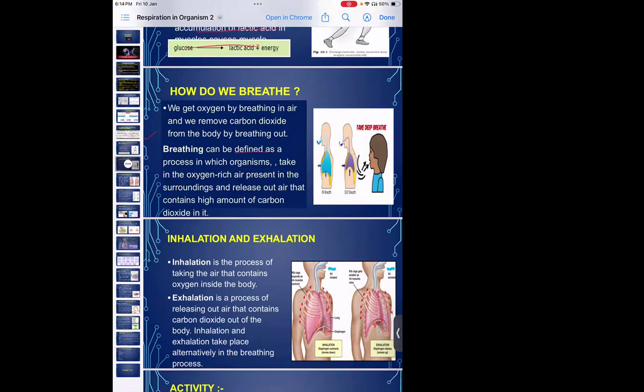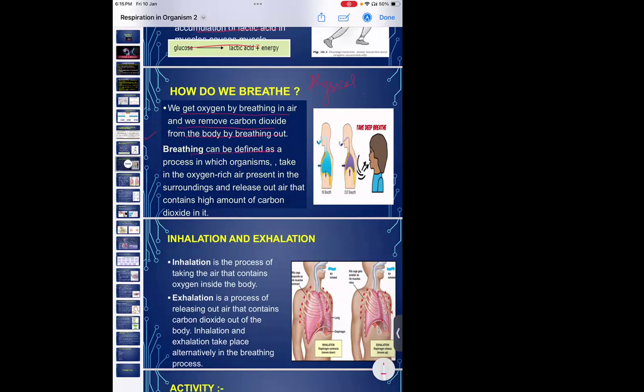Any doubt? No, ma'am. Now, the next one is, how do we breathe? That was about respiration. Now it's about breathing, which I told you is a physical process where organs like the lungs are involved, and you have the ribs. When we get oxygen by breathing in air and remove carbon dioxide from the body by breathing out, we call it breathing.